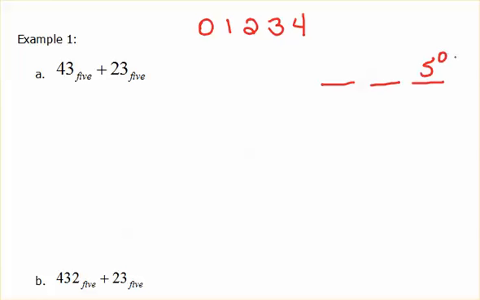In a base 5 number, just like in a base 10 number, our first digit is 5 to the 0, which makes singles. Our second digit is 5 to the first, which would be groups of 5. Our third digit would be 5 squared, which would be groups of 25, and so on and so forth, just like we did in base 10.